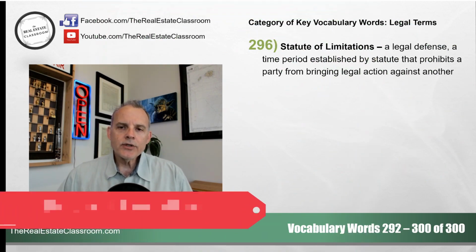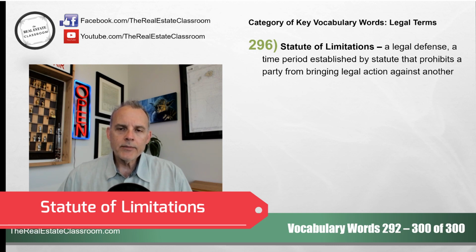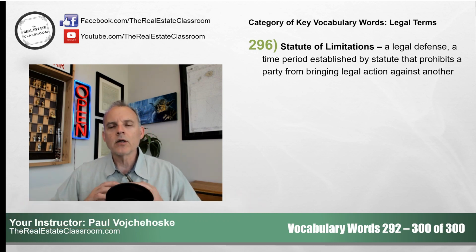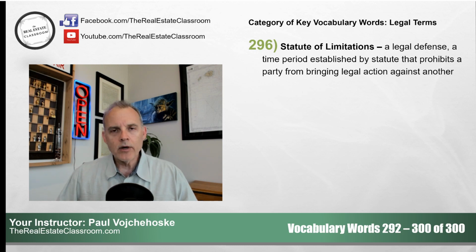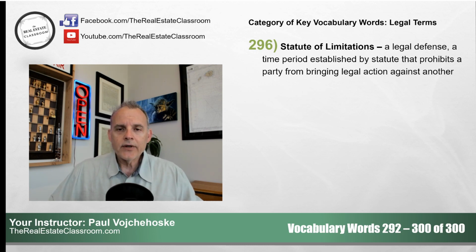296 is the statute of limitations. Now, the next couple of vocabulary words all revolve around what we call affirmative defenses. So if a party in a real estate contract gets sued, there may be some legal defenses that defendant can raise in court to protect their interest. One of them is the statute of limitations.